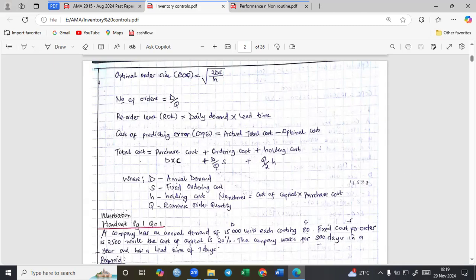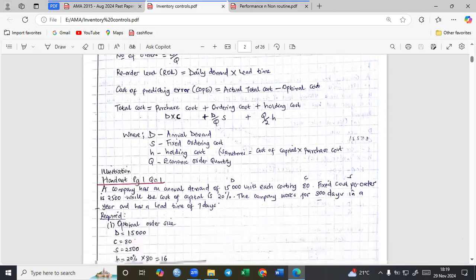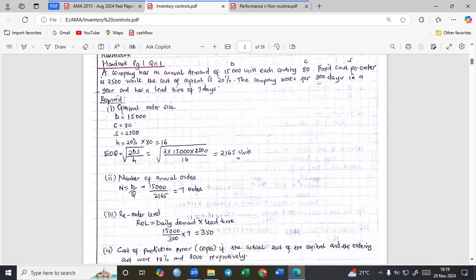Now let us do this question together. Write it down. I'm going to screenshot. I think screenshot is better. So that story screenshot, and it says a company has an annual demand of 15,000 units, each costing 80. The fixed cost per order is 2,500, while the cost of capital is 20%. The company works for 30 days in a year and has a lead time of 7 days. Number one, the optimal order size, that is the EOQ.